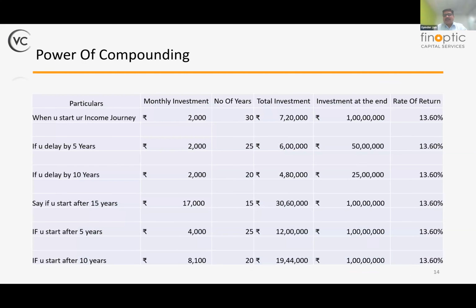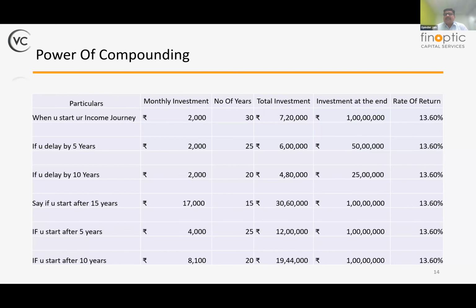So in short, I'll just tell you about the power of compounding. This is just an example. This is 13.6%, which is the return I have taken. This is as per industry standards, and this is the average of it. So when you start your journey, say with 2,000 rupees for 30 years, you invest 7,20,000 rupees, and at the end of the tenure, you are making 1 crore rupees.